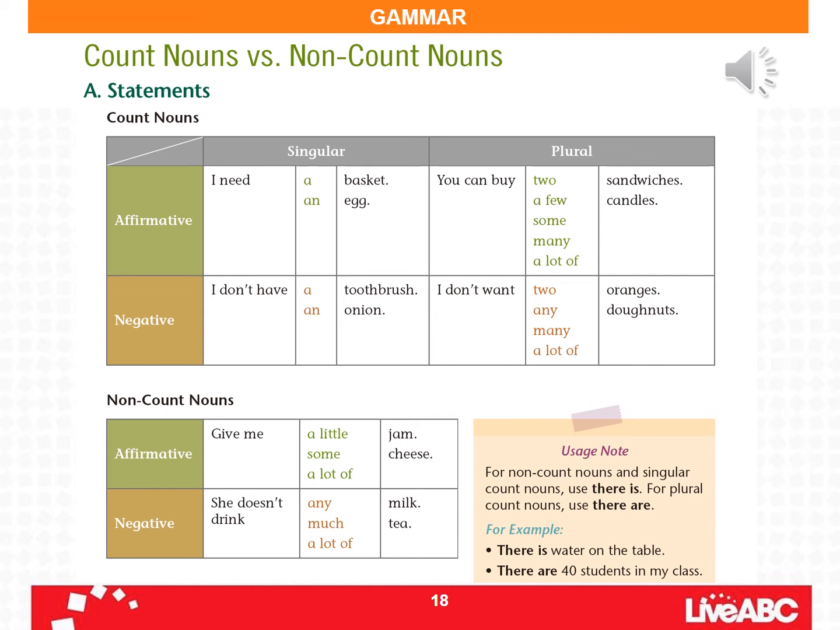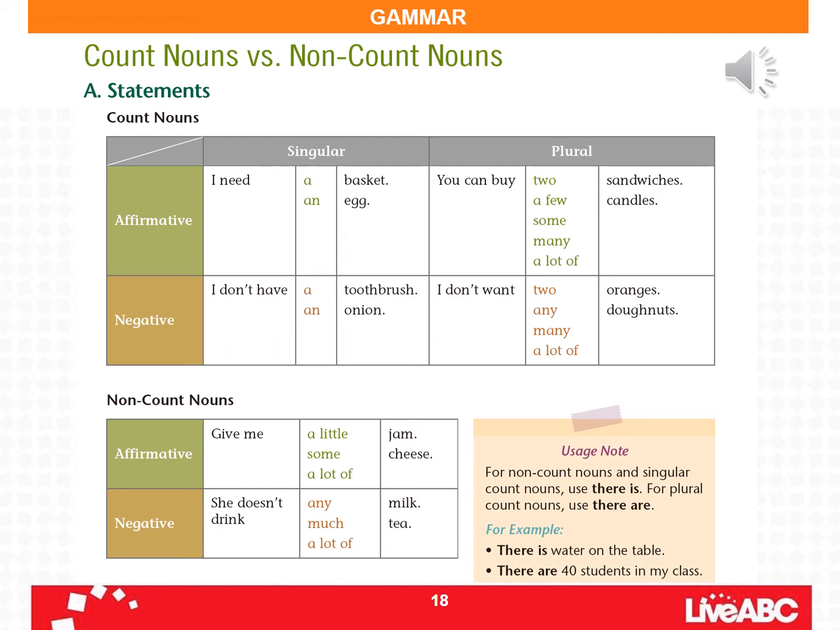Or we can say there are many onions in my fridge or in the fridge. There are many. Or I can say there are 2 onions or there are 3 oranges or there are some sandwiches for the party, for example.